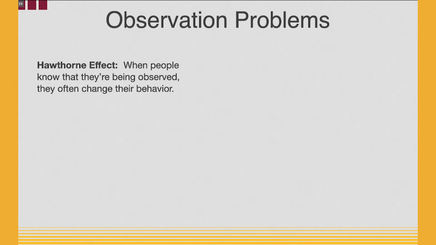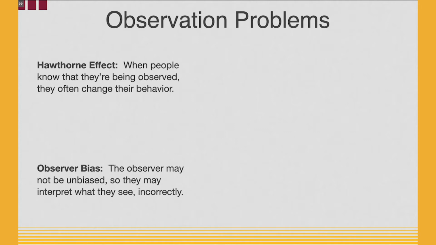There are some problems that can pop up when data is being collected through observation. The first one is the Hawthorne effect, and that's when people know they're being observed, they often change their behavior. So you may not actually get realistic and true data. Another one is observer bias. You, as the observer, might have a bias. You might already have an idea in your head, so you might interpret what you see incorrectly.